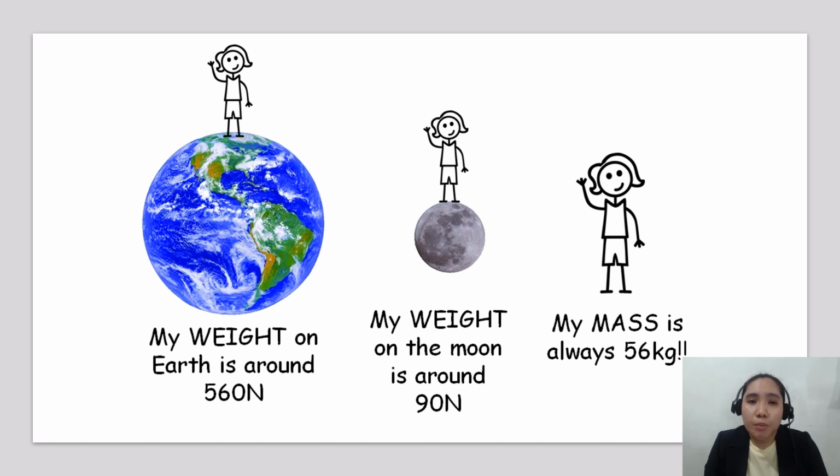So let us use this simple diagram to explain the difference between the weight and the mass. With the weight, if you're on Earth, it will be around 560 newtons. But if you're on the moon, it's around 90 newtons. But the mass is always 56 kilograms. So the difference is with the gravitational force being acted upon. Anywhere you go, you have the same mass. It doesn't change. The only thing that changes is your weight, depending on the amount of gravitational force being acted upon a matter.